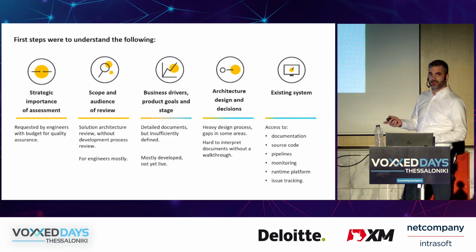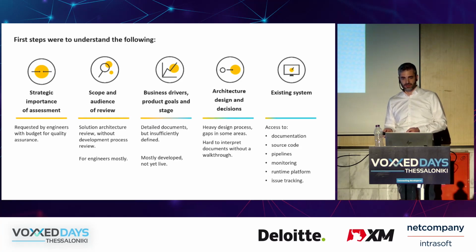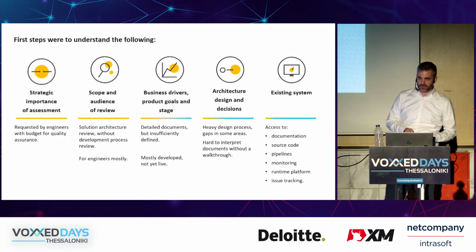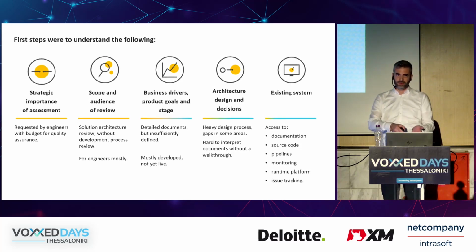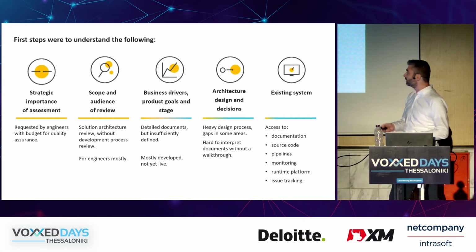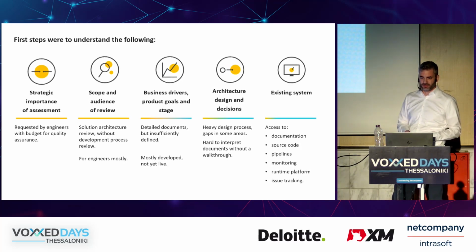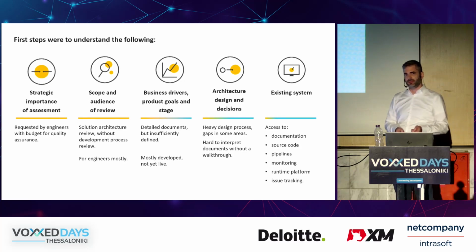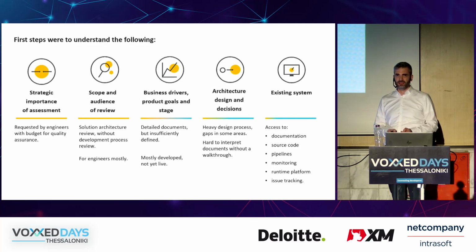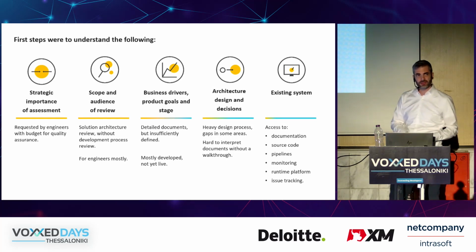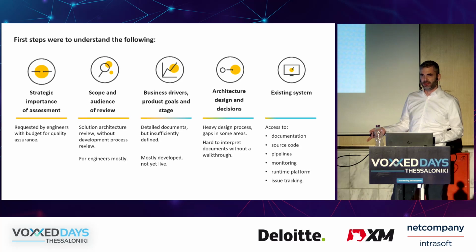Number three, what are the business drivers? What are the product goals, and where is this product in terms of its life cycle? They gave me some detailed documents, but I wasn't quite sure about this point. In terms of the stage, this was before production release. Number four was, what is the architecture design, and what are the architectural decisions? Again, they gave me some documents, but it was hard to understand everything. There was a heavy process on their architectural documentation and design, but it wasn't quite clear for me as an outsider.